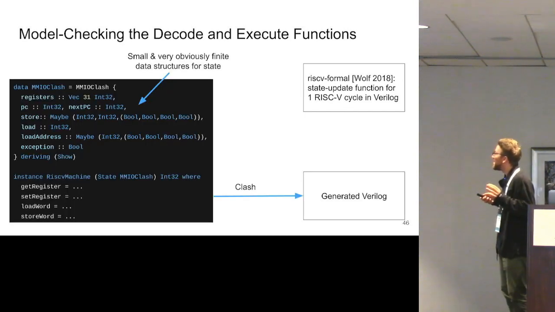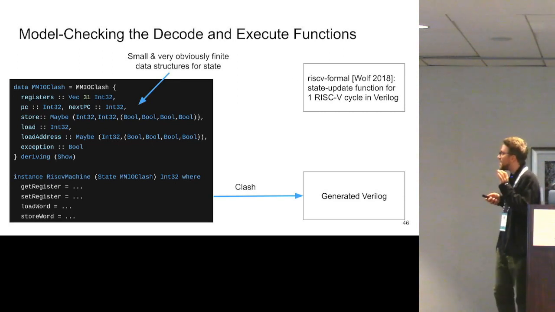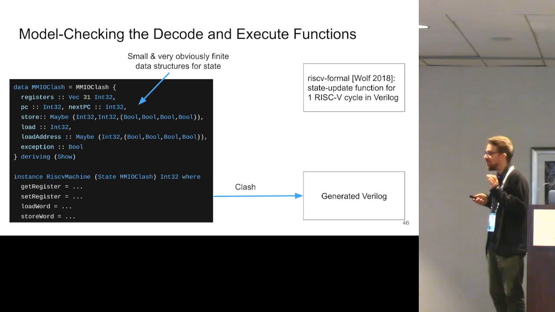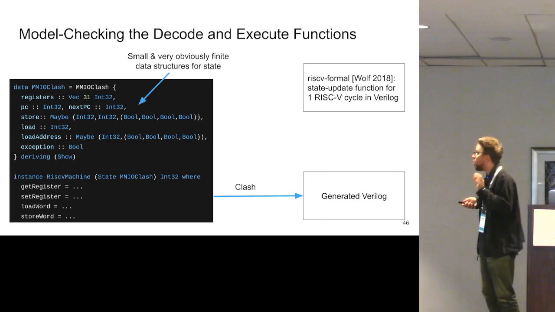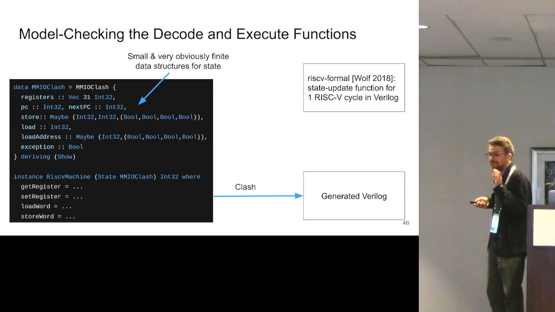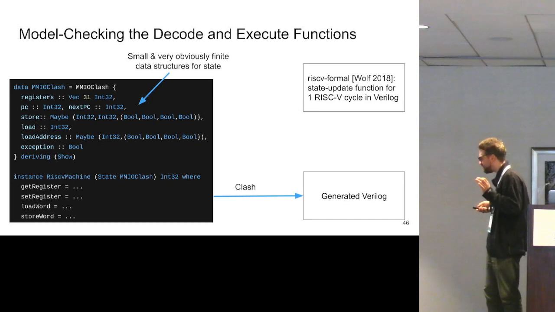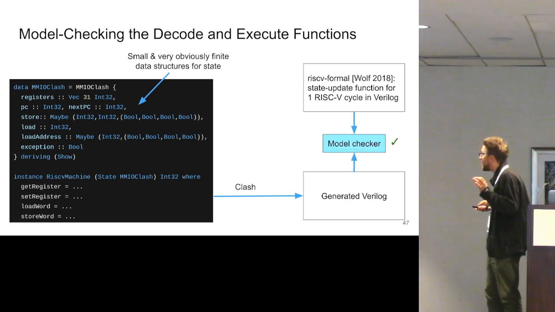And so we wrote a Clash-specific instance for our type class, making sure that all the data types are very obviously small and very obviously finite, so that Clash can actually generate a circuit for it. And then this worked to use a model checker to check that these are equivalent.